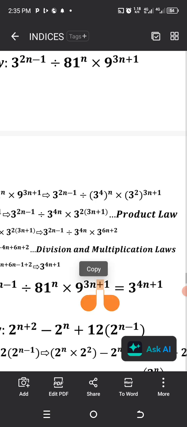So that is why we are changing that 81 raised to power n to be 3 raised to power 4, everything raised to power n. And the same thing to 9. 9 is also 3 raised to power 2, everything raised to 3n plus 1.